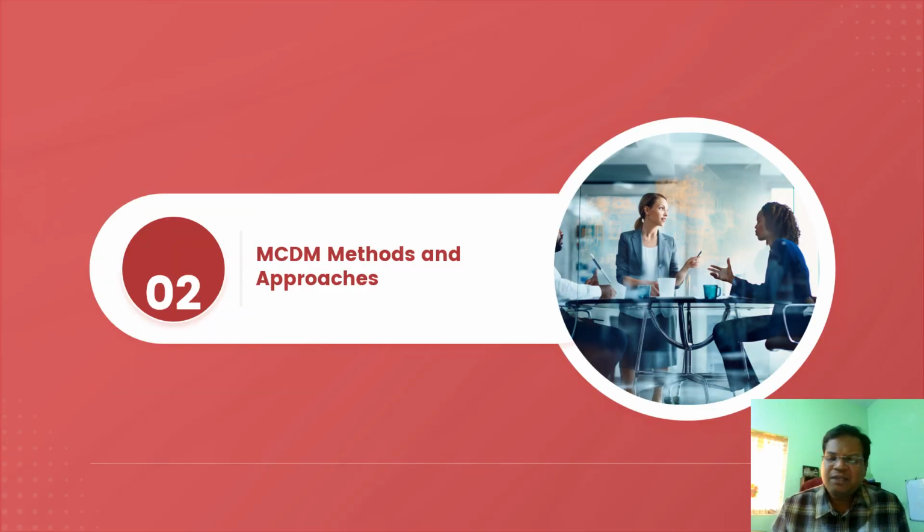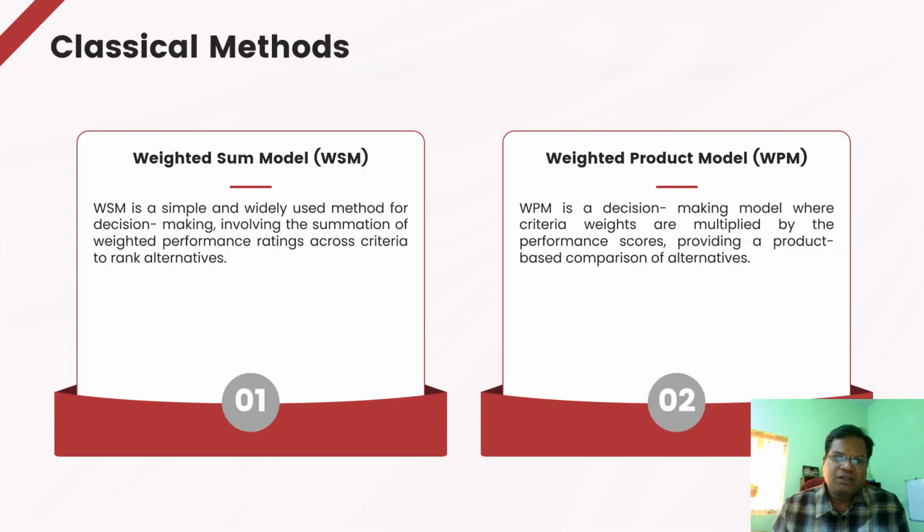Now the MCDM methods and their approaches. These are the two classical methods which we are knowingly or unknowingly, consciously or unconsciously doing: the weighted sum method and the weighted product method. WSM, the weighted sum method, is a simple and widely used method for decision making involving the summation of weighted performance ratings across criteria to rank alternatives.